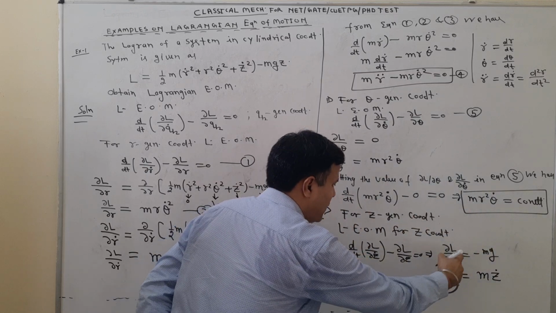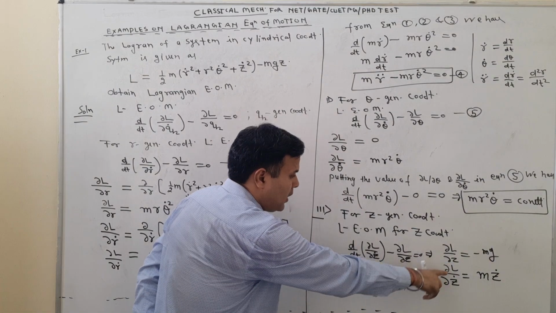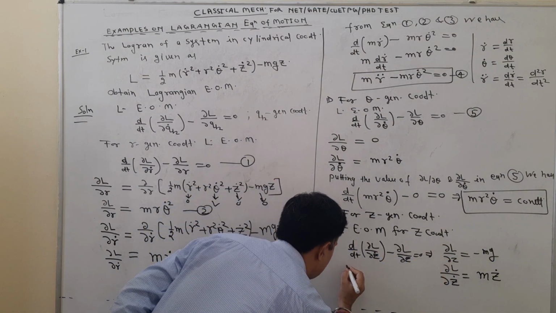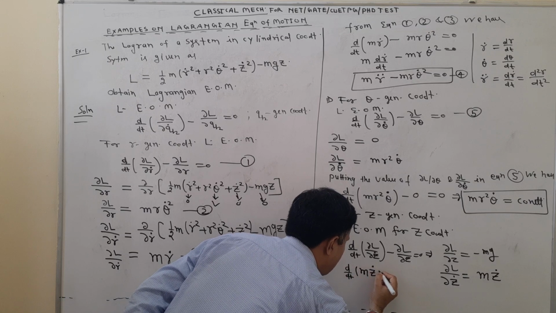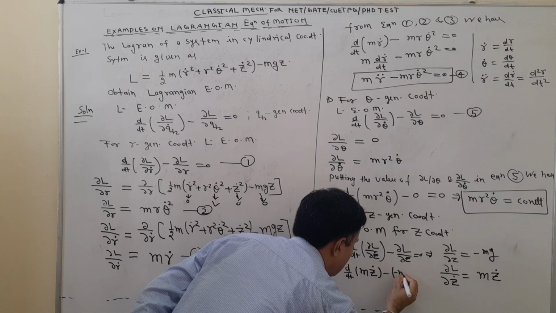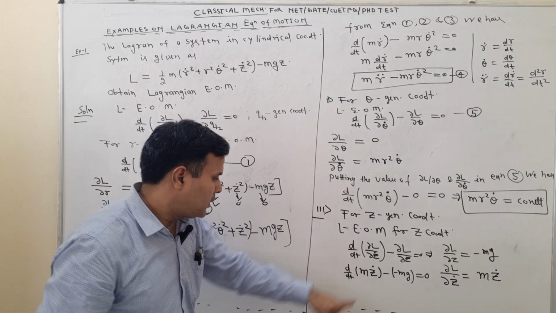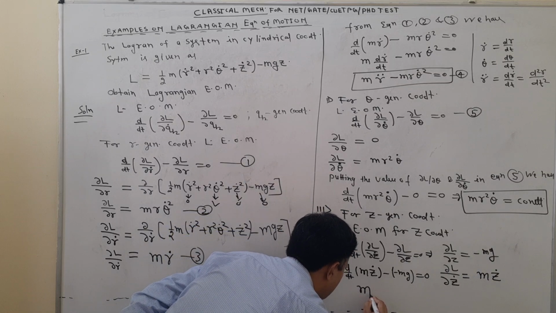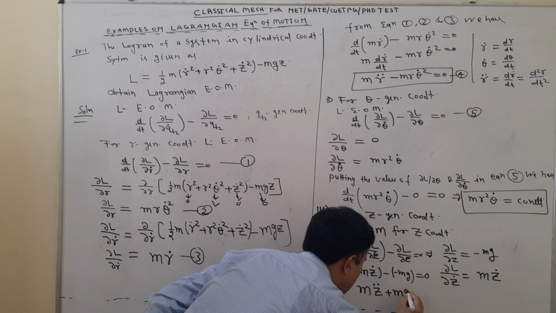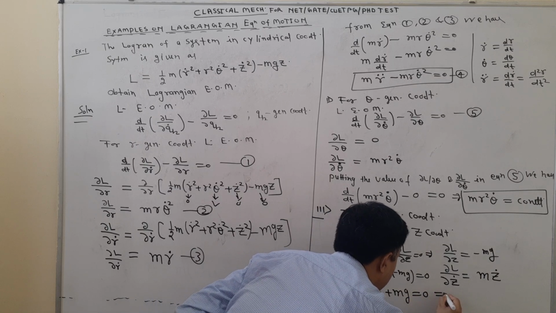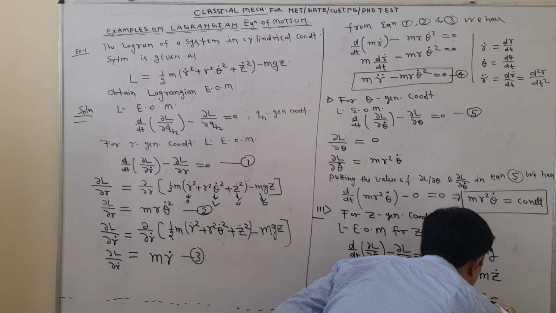Now putting the value of ∂L/∂z and ∂L/∂ż into this equation, we have d/dt of (mż) minus (minus mg) equal to 0. So this minus minus becomes plus, and we have the final equation of motion, which is m z double dot plus mg equal to 0, or, the m will cancel out, z double dot plus g equal to 0.